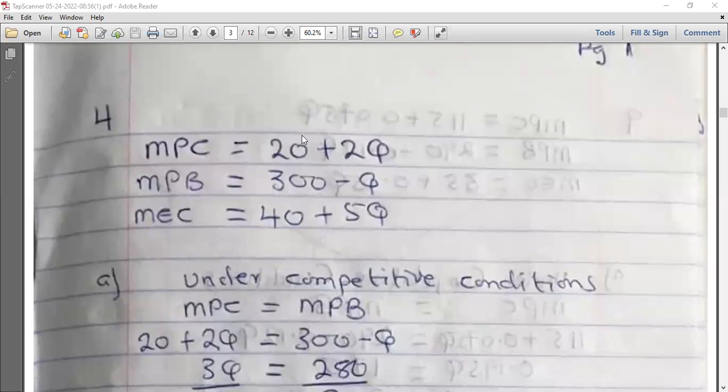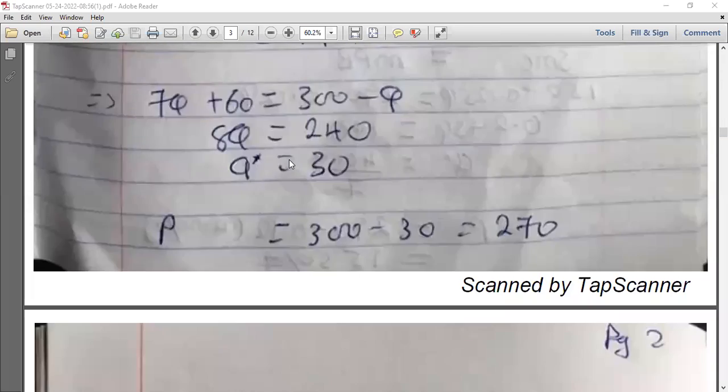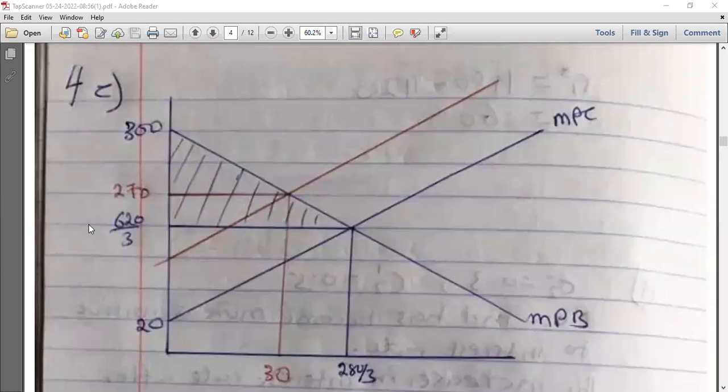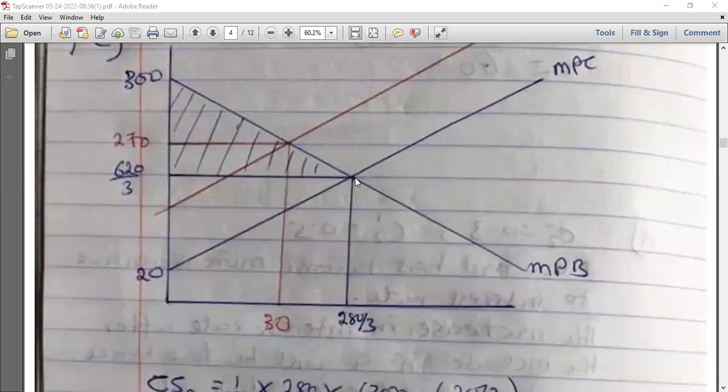This is it, the intercept. When Q is equal to 0, the intercept will be 20. So the MPC must start from 20. Then this is where they meet. This is where the equilibrium is. And at the equilibrium point, that's the competitive conditions. This was the market price, and then this was the quantity.